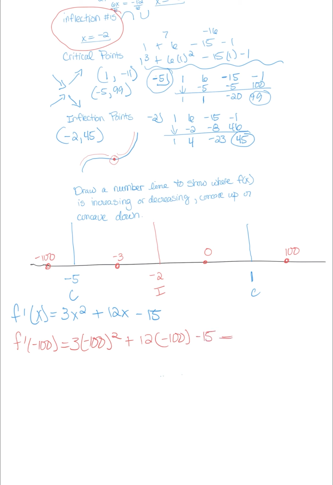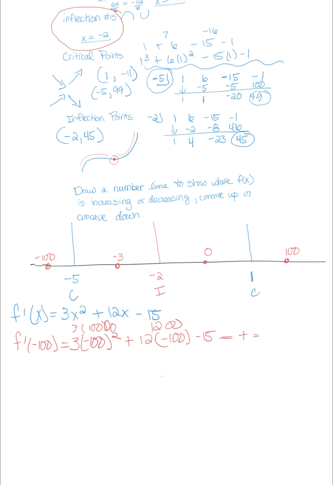Okay, so this is going to be a really big positive number minus a really big, well, that's more than 100. It's going to be lots of zeros. I don't even know how many zeros off the top of my head. Let's see. -100 squared is 4 zeros, so one more zero, and we have that times 3. It's like 30,000 minus 1,200. Okay, so this is going to be a positive number.